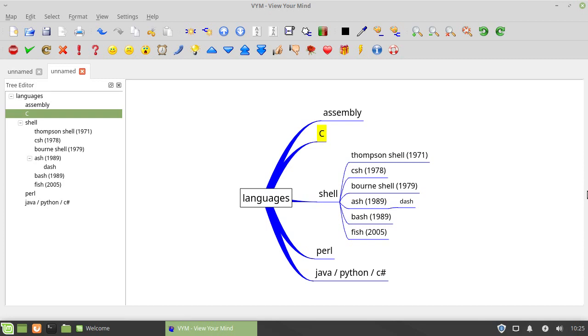But C is generally known as the universal assembler because pretty much every platform has a C compiler available to it. So you can compile the code on any platform, but you still need to modify it to support the platform. C is a great language for writing operating systems. Most of the shells in this list are also written in C. And C is also great for writing drivers of hardware. The next level is the shell.